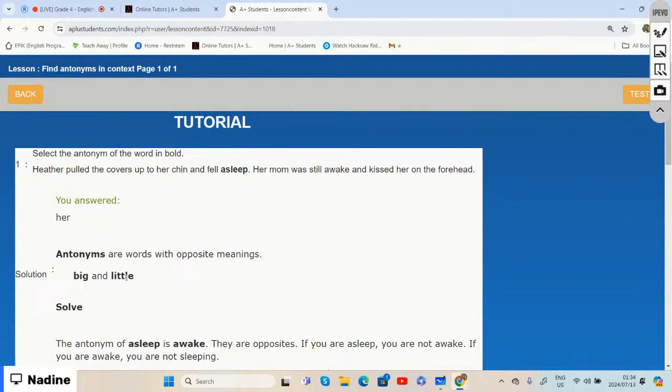So it says that we need to find the antonyms in context. And if we find the antonyms in context, then it means that we will either have sentences or we will have words, and we will just have to find the opposites of those words. Like over here, where it says, Heather pulled the covers up to her chin and fell asleep. Her mom was still awake and kissed her on the forehead. We need to find the opposite in that same sentence or the next sentence about sleep.